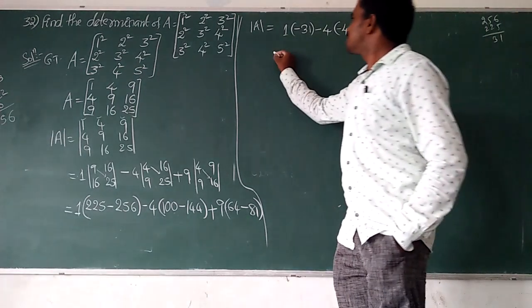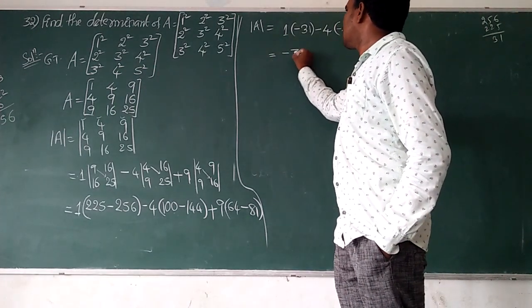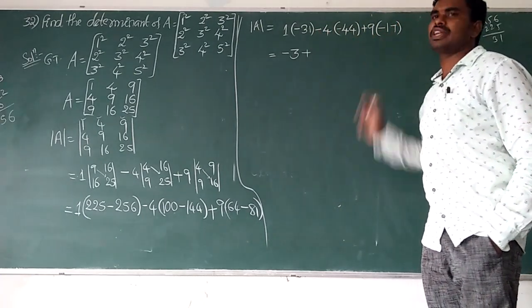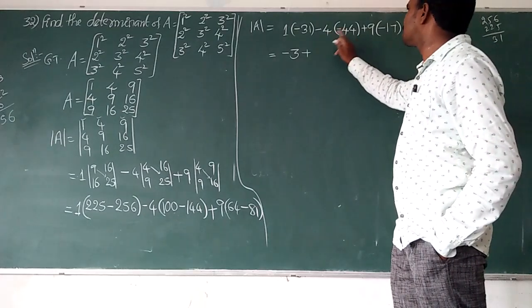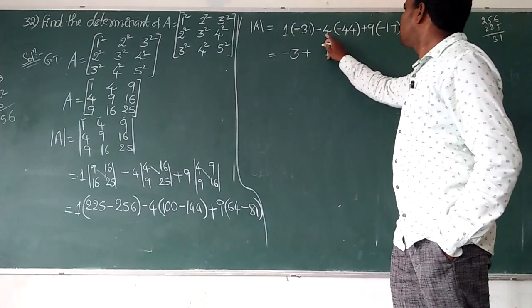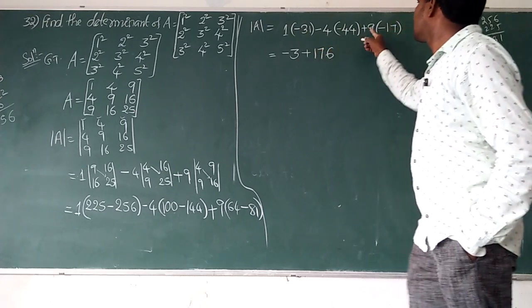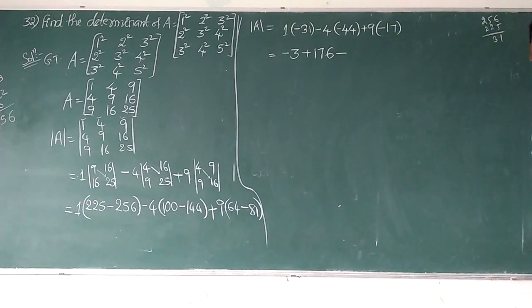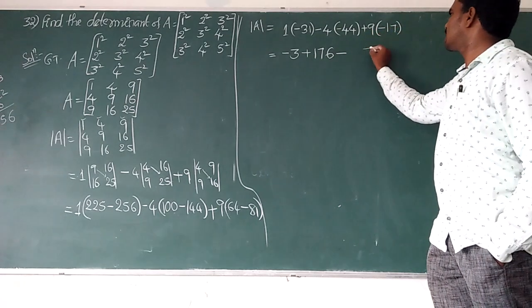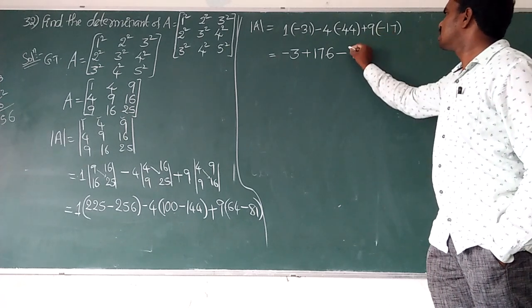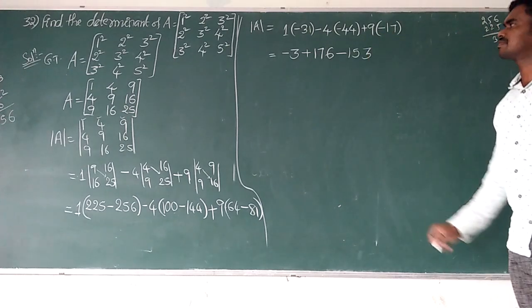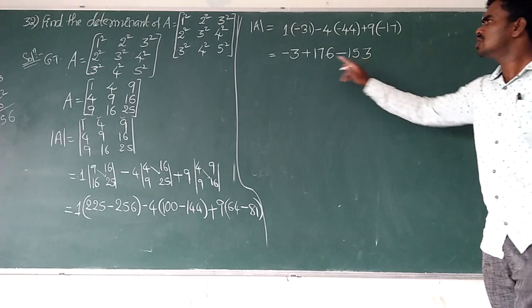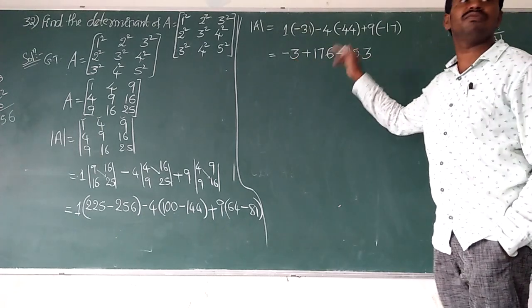Which is equal to 1 into minus 31. Now minus into minus plus 4 into 44. We simplify the calculation. 4 4s are 16, 4 4s are 16, 176. Next plus into minus, minus 9 into 17. 9 7s are 63, 9 1s are 9, 153. Here negative terms 31 and here negative terms 153, so total negative terms 156.